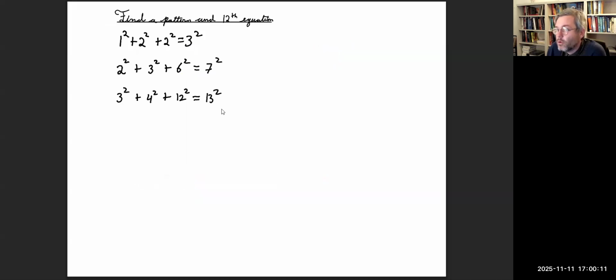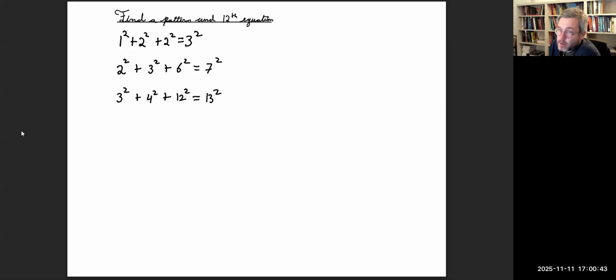Okay, and then we have some cool pattern problems that are in the book and I want to go over. One of the patterns in the book in 3.4 was just given to me. I didn't come up with it. It said 1 squared plus 2 squared plus 2 squared is 3 squared. 2 squared plus 3 squared plus 6 squared is 7 squared, and 3 squared plus 4 squared plus 12 squared is 13 squared. Find the 12th equation.